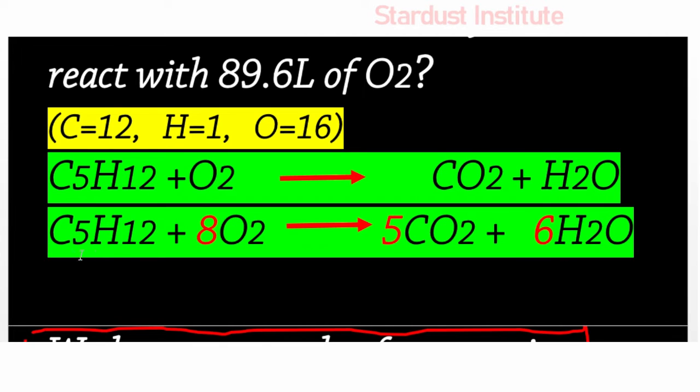You can see on the left hand side 5 carbons, on the right hand side 5 carbons. On the left hand side 12 hydrogens, on the right hand side 6 times 2, 12 hydrogens. On the left hand side 8 times 2, 16 oxygen, on the right hand side 5 times 2, 10 oxygen, and here 6 oxygen. Altogether 16 oxygen on the right hand side.